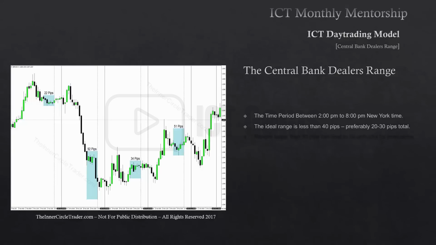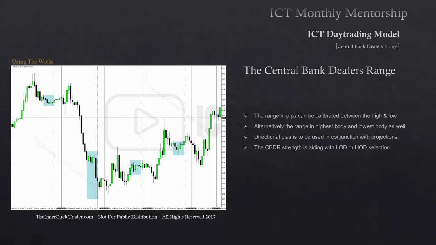So what are we saying here? Between 2 p.m. and 8 p.m. New York time, between those two time windows, the highest high and the lowest low ideally should be less than 40 pips. Preferably, 20 to 30 pips total. Ranges larger than 30 pips can tend to be unfruitful for projections.